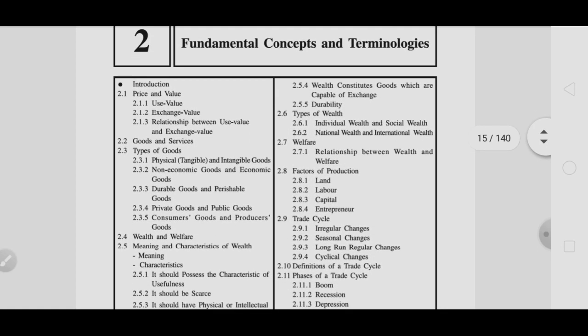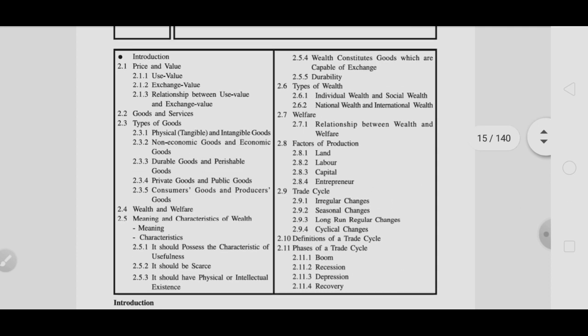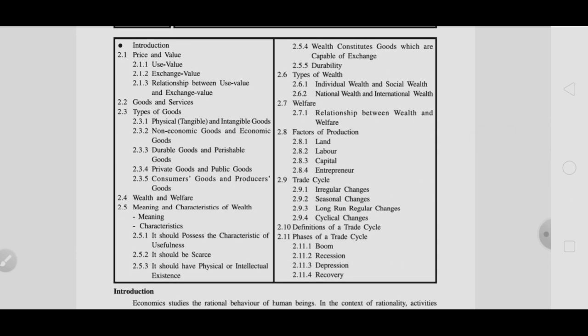The second chapter is about fundamental concepts and terminology. As we have already discussed, this is a different or separate science. So it has its own dictionary and its own vocabulary where jargon is used. So for a better understanding of economics, first of all we have to understand each and every concept, like price and value. There is a difference between these two. We will discuss it when we start this chapter.